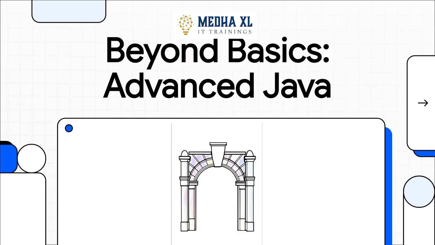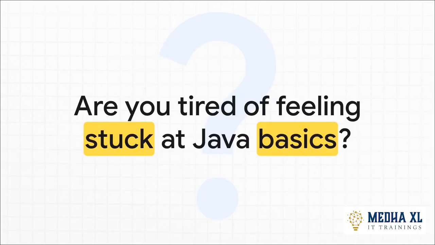Welcome! Today, we're jumping past the Java 101 stuff. We're going to dive deep into the concepts that really power modern professional applications. We're talking high-performance concurrency, super elegant data processing, and writing code that's robust and safe. So, does this sound familiar?